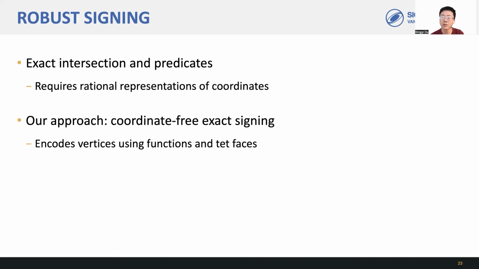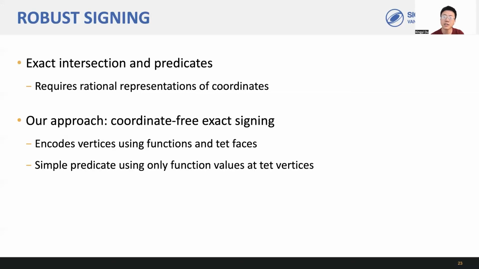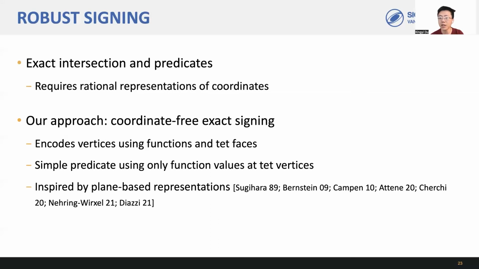The key idea is to represent each vertex implicitly using the functions and tetrahedron faces that it lies on. Using this encoding, we developed a novel predicate that determines the signs directly from the input function values at tetrahedron vertices. Neither the encoding nor the predicate uses coordinates. The coordinates are computed only in the next stage of our pipeline when we produce the complete surface mesh. Our approach is inspired by plane-based point representations that have been widely adopted in recent literature.